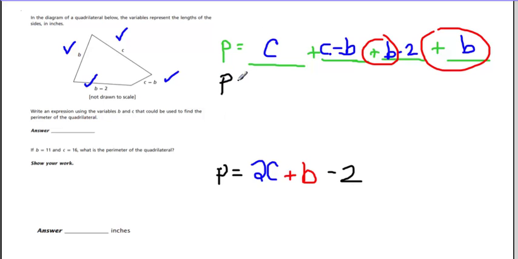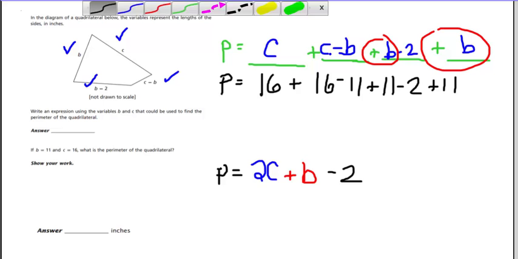So we have P equals, and the value they gave us for C is 16, plus 16 minus B, which for B, they're giving us 11, plus, again, B, you always want to go back and look and make sure you're writing the right number down, 11 minus 2, plus, and then B again is 11.